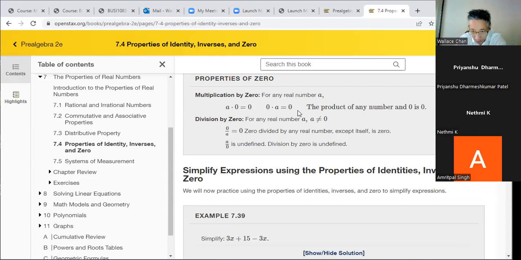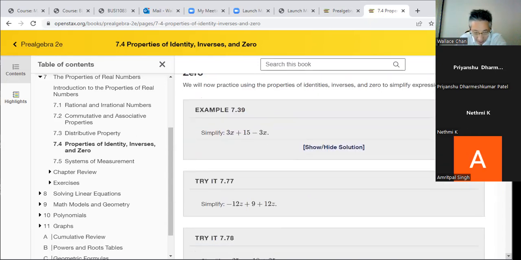A times 0 equals 0. 0 times A equals 0. Division by 0: for any real number A, if it is a denominator, it cannot be 0. Anything divided by 0 is not defined.